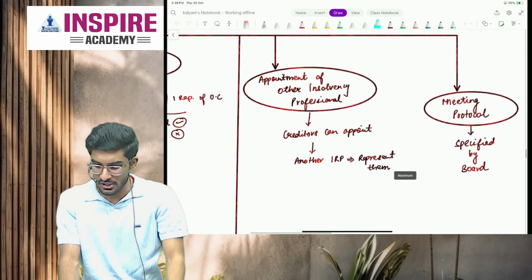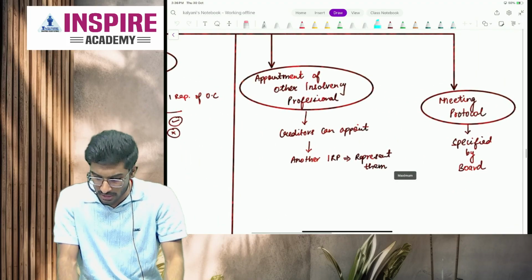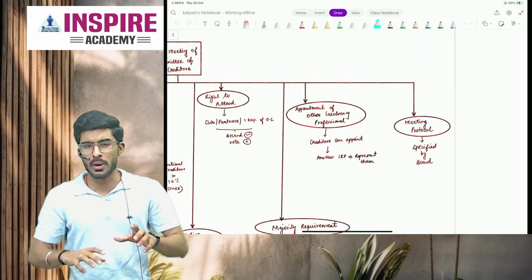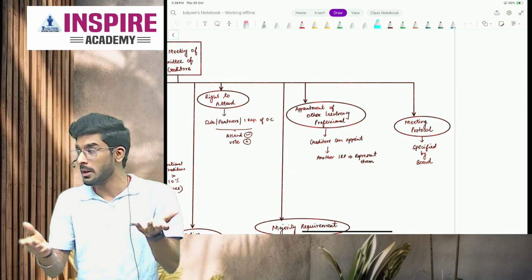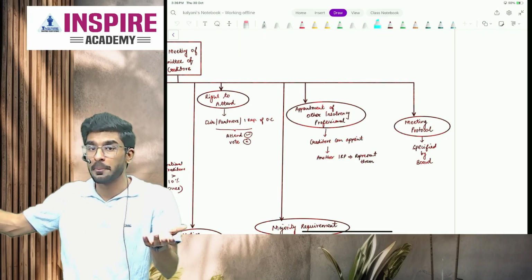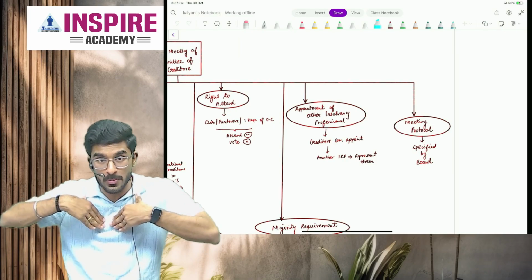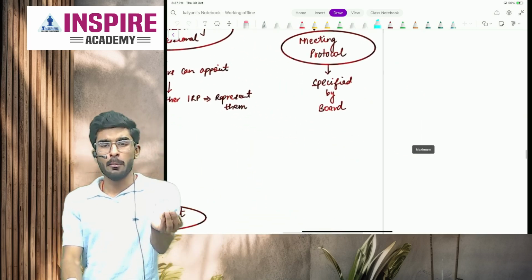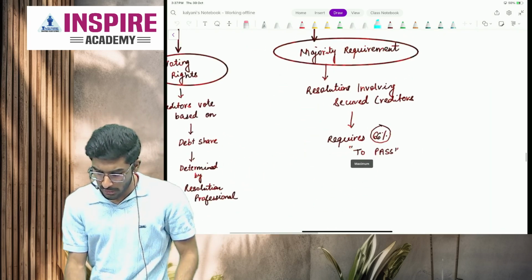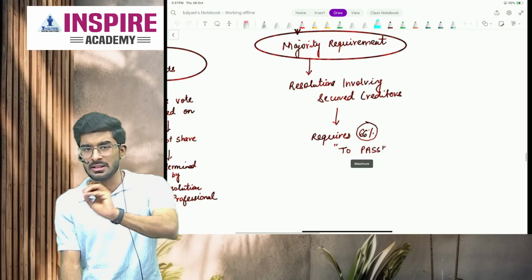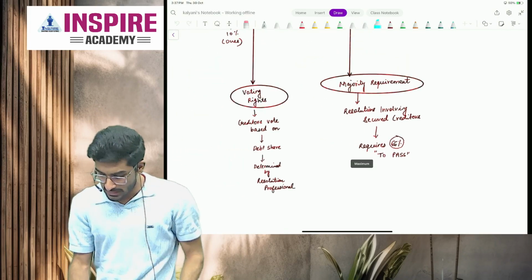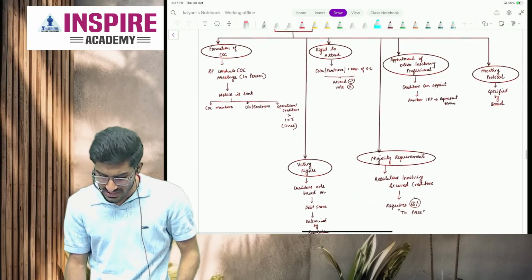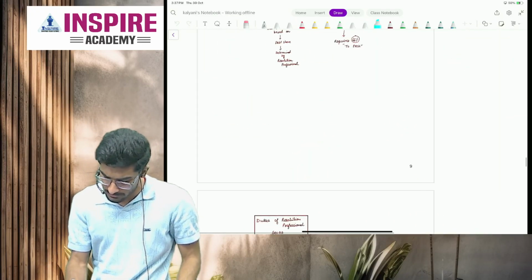No. Next is appointment of another insolvency professional. If the COC feels that this IRP is very much friendly with the corporate debtor, we cannot trust him, so it will appoint another IRP to act on its behalf, to represent it. Yes or no, people? And then meeting protocol should be followed. Majority requirement: a resolution requires a 60% majority if it includes secured creditors, and then voting rights are based on the amount of debt owed. Yes or no, people?